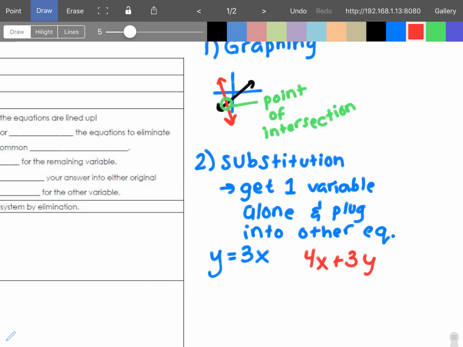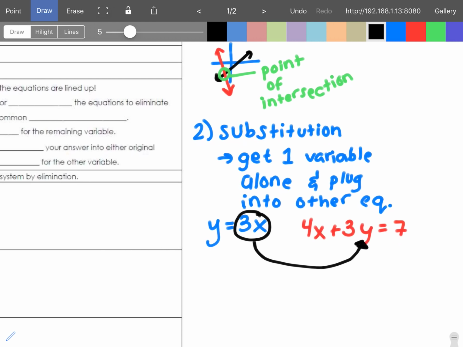plus 3y equals 7. And then you take this and you substitute this piece in for y, right? Because y equals 3x. So wherever I see y in the next equation, I'm going to plug in 3x. So 3y means 3 times 3x equals 7. So 4x, you know what, I'm not going to keep going, but I just wanted to show you, and so on, right? I just wanted to remind you that's what substitution is, that's what graphing is.